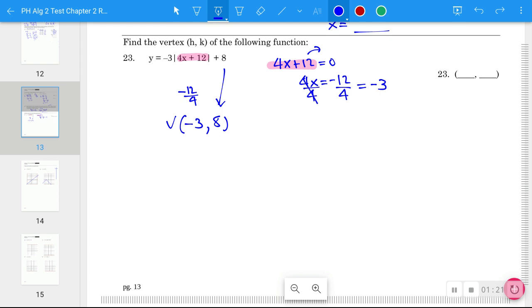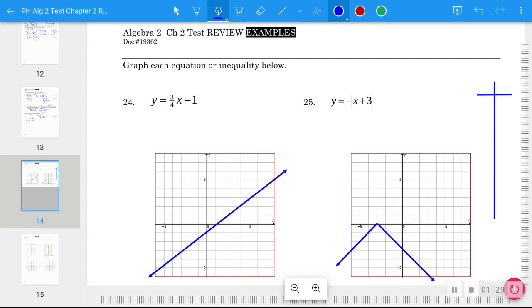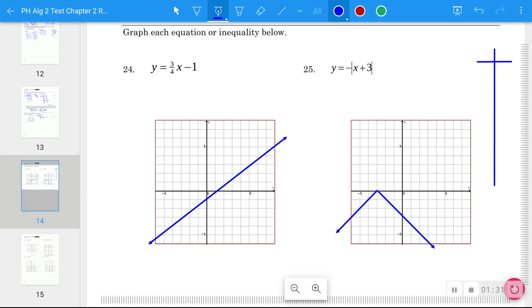Okay, so that does it for problem 23. We found the vertex. It's at -3, 8. Okay, we're supposed to graph these two functions on 24 and 25. You're familiar with the first one as simply a linear equation, y equals mx plus b.